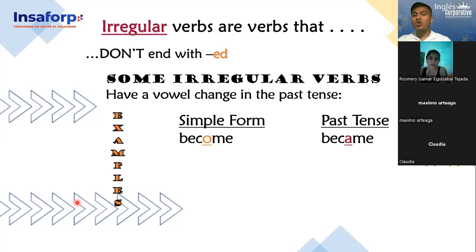One of the characteristics that we have with the irregular verbs is that some of them just change one letter from the present or simple form to the past. For example, this one, what does become mean? That's a question for you all. What does become mean?